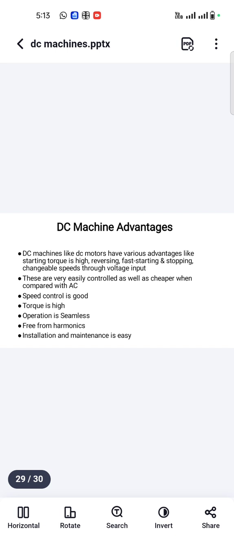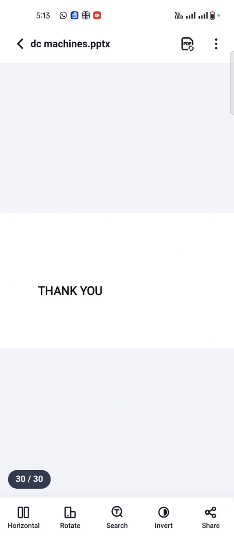Then what are the main parts present in DC machine? Yoke, then stator and rotor, that's the main part. Stator, stationary part, rotor, rotational part. So the stator's constant parts are there, that is yoke, then pole shoe and poles. Then another one, what's that? Field winding.